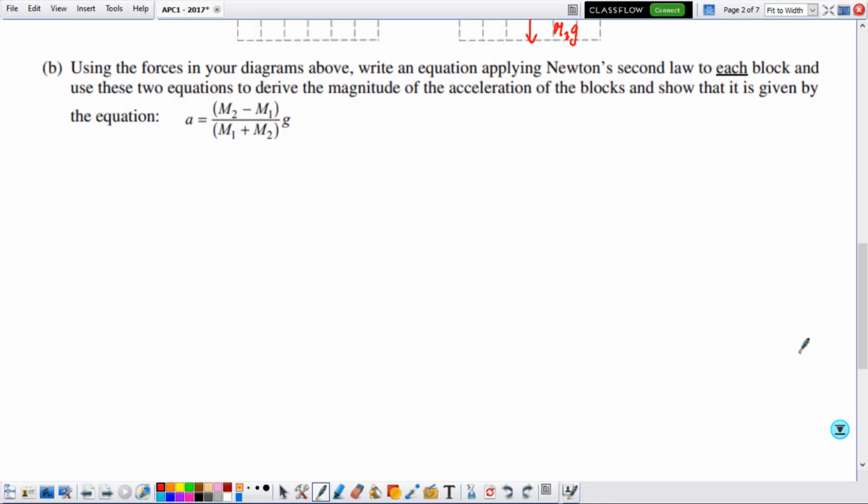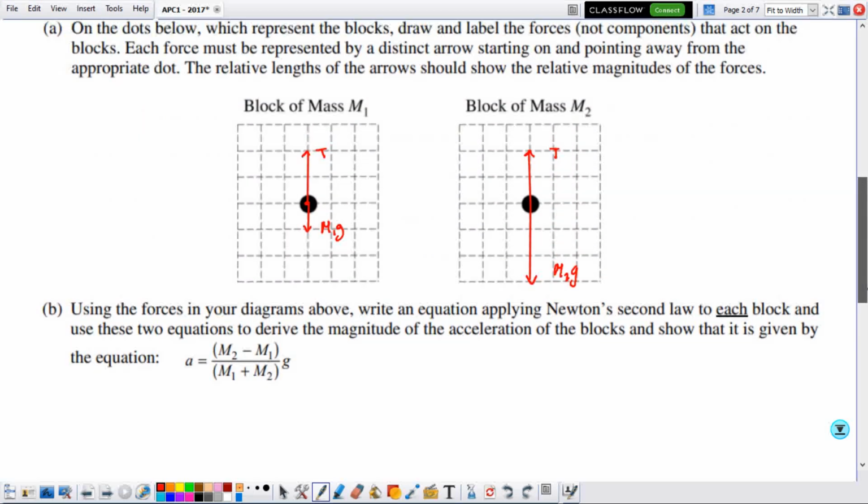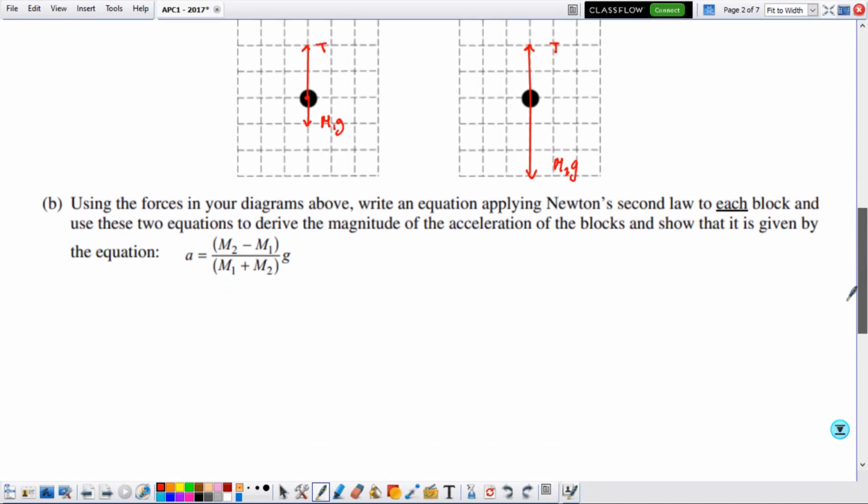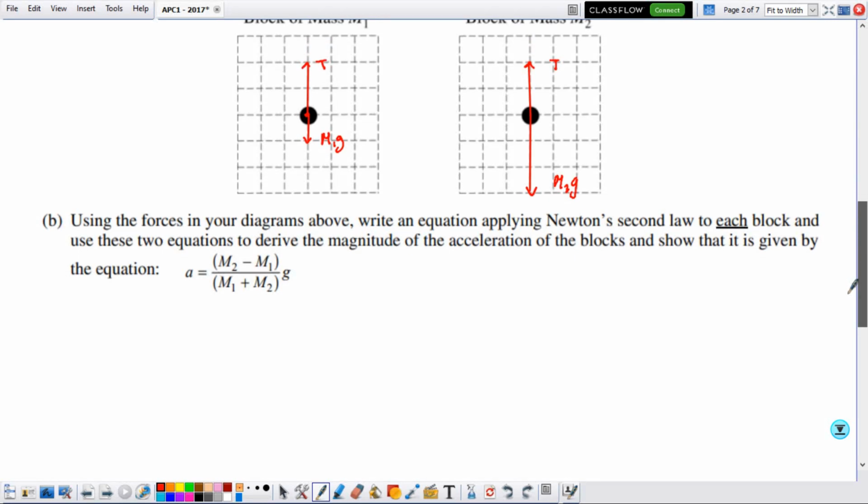Now in part B, using the forces in your diagrams above, write an equation applying Newton's second law to each block and use these two equations to derive the magnitude of the acceleration of the blocks and show that it is given by the equation: fractional mass multiplied by g. Remember from the course the architecture. In order to solve for the acceleration for the system, we need to utilize Newton's second law for the first FBD, second FBD, get the tension from each one, equate them, and solve for the acceleration. So basically that's what we will be doing here.